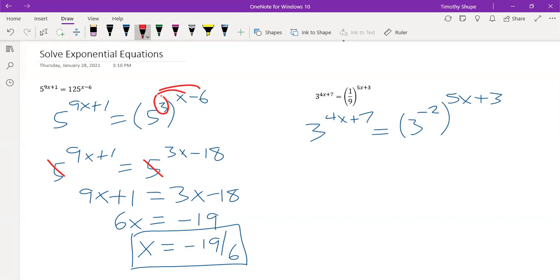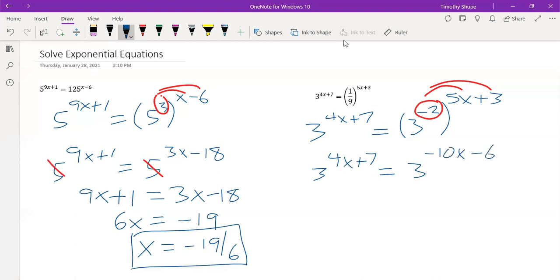Now I've got the same base of 3. I'm going to take this new exponent of negative 2 and distribute it to the existing exponent. In doing so, I get the new equation of 3 raised to the 4x plus 7 is equal to 3 raised to the negative 10x minus 6, multiplying that negative 2 into that exponent.